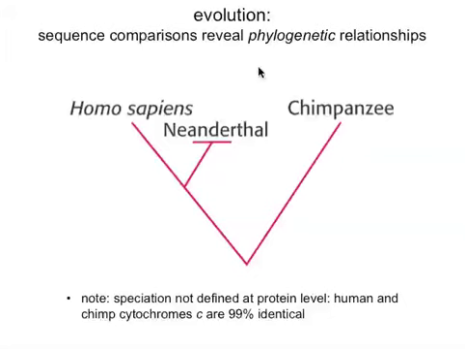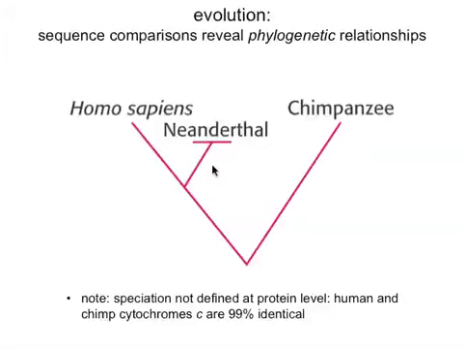Homo sapiens are related to chimpanzees in terms of their sequence of cytochromes. That bears out the other observations that we make in terms of the structural relationships amongst the great apes as compared with other organisms.